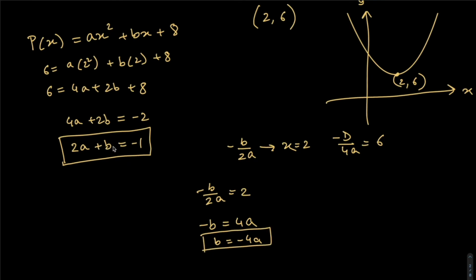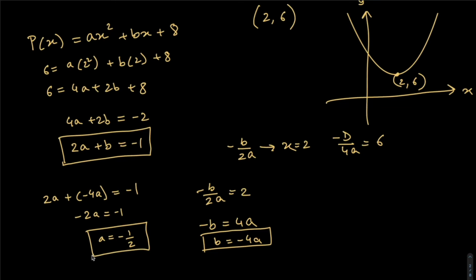I have this relation with me also, so I'm going to make a substitution. For b, I'm going to put minus 4a. So I have 2a plus minus 4a is equal to minus 1. So 2a minus 4a is minus 2a, which is equal to minus 1. So a is equal to half. That is the value of a I have.